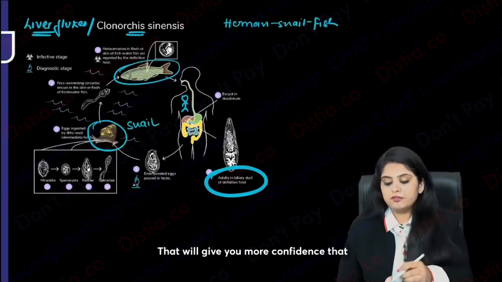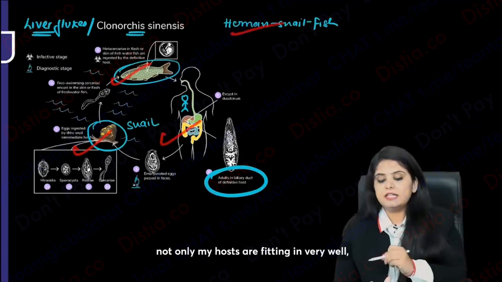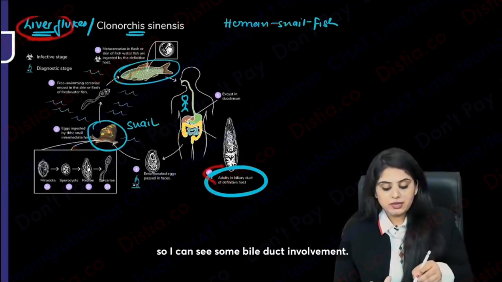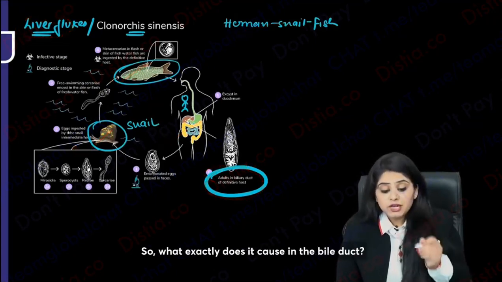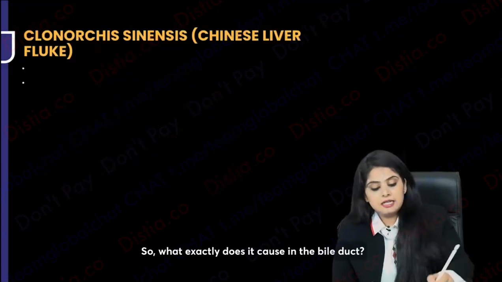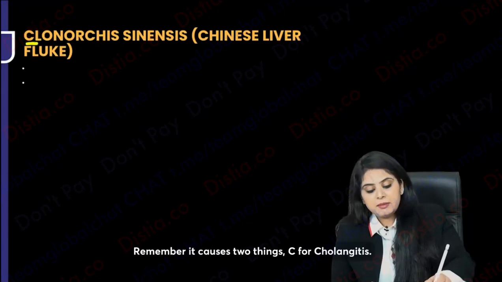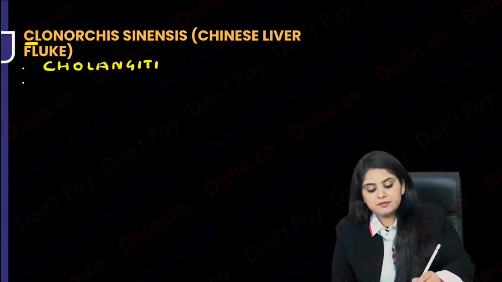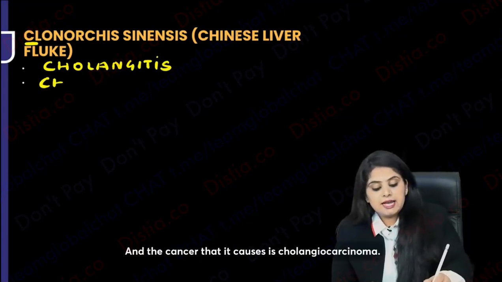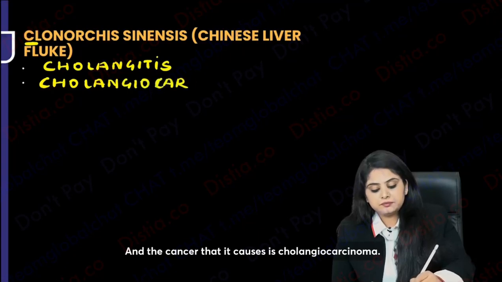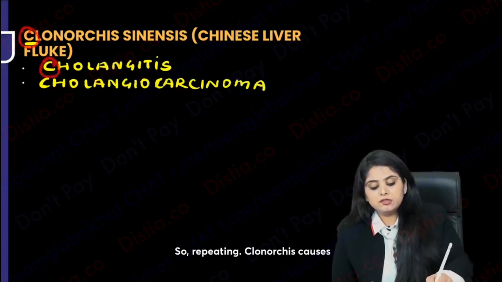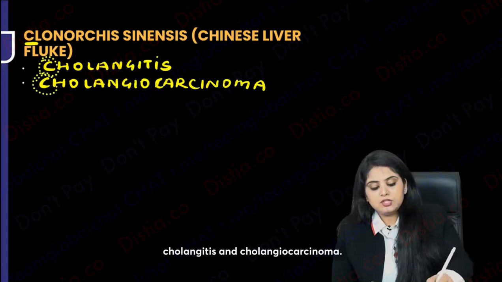That will give you more confidence that yeah, not only my hosts are fitting in very well, but because it was liver, I can see some bile duct involvement. So what exactly does it cause in the bile duct? Remember C for C. Remember it causes two things. C for cholangitis. So bile duct involvement, and the cancer that it causes is cholangiocarcinoma. So repeating, Clonorchis causes cholangitis and cholangiocarcinoma.